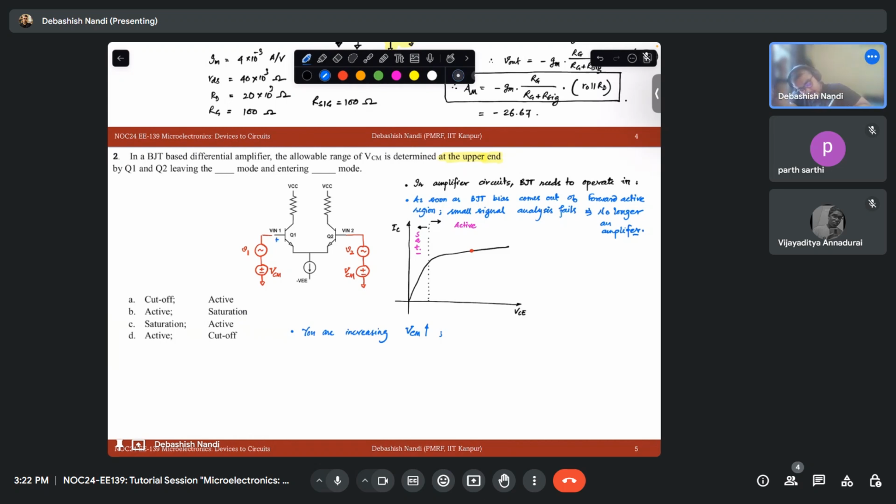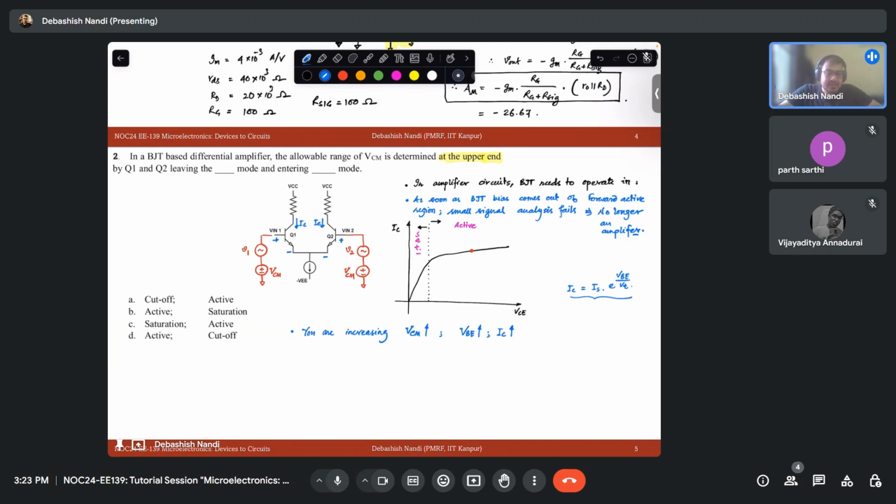So what will happen? VCM is increasing means this bias is increasing and this bias is increasing. That means what? Your VBE is increasing. And what will that increase? In a BJT, if your VBE, base to emitter voltage, is increasing, that will increase your IC. Do you remember this formula? IC is equal to saturation current times exponential VBE by VT. Yes, sir. You remember this, right? So as soon as you increase your VBE or your VCM, your IC increases. So this current increases. This is your IC.